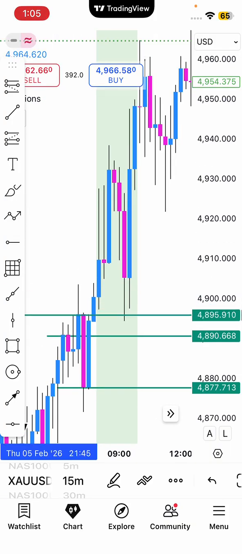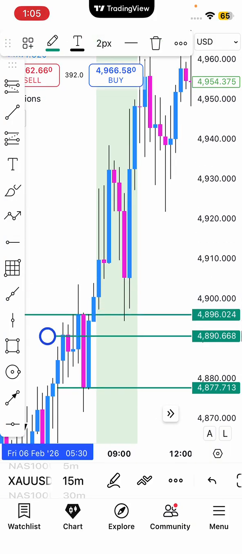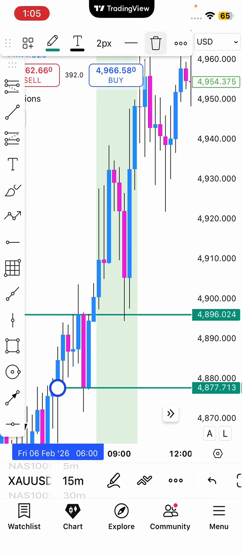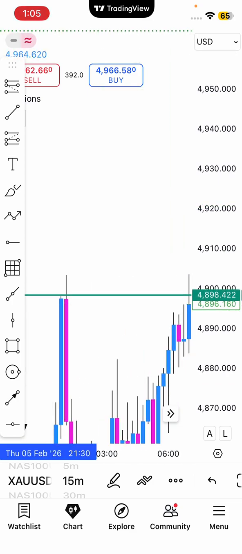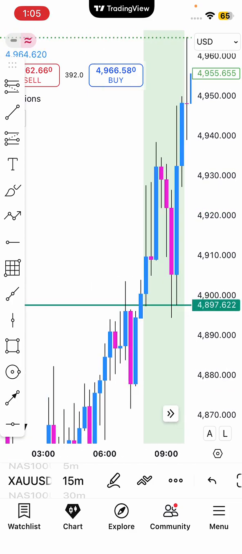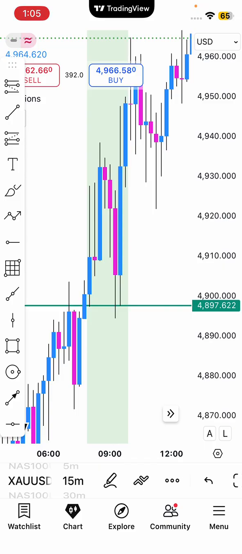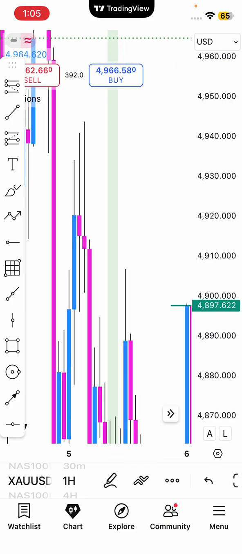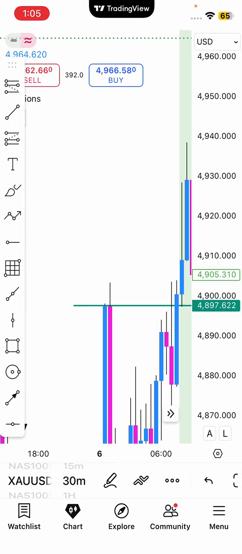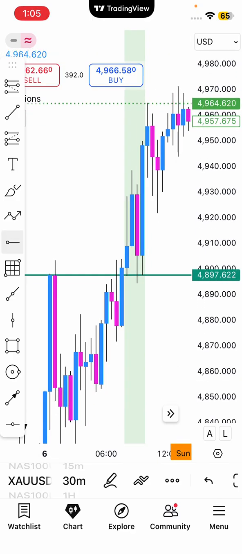If you notice, this level is just a refinement of this level, and then price never got here or here. But let's just keep this for now, just to kind of show you. So if you don't know where price is going to stop, you just mark the levels and wait for closing price. That's basically the simplest thing I can say.